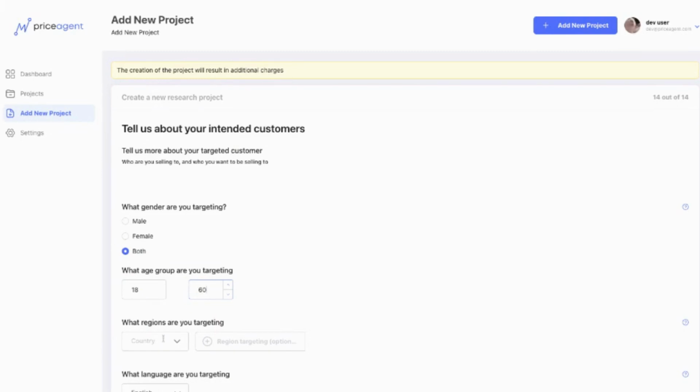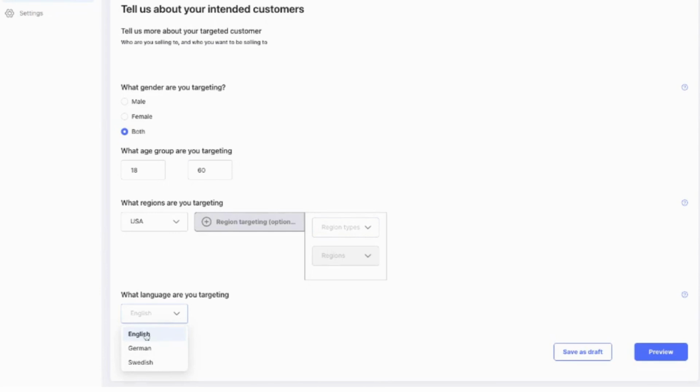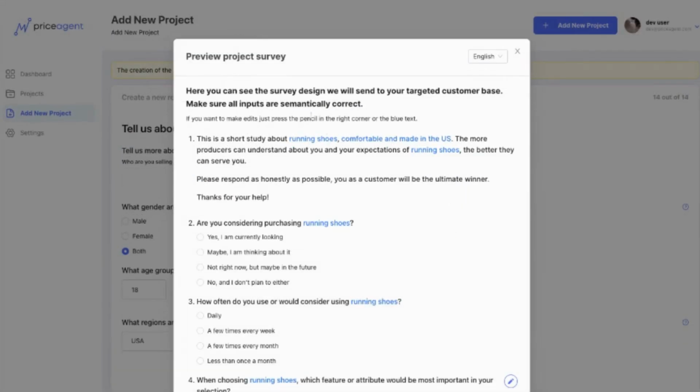I actually only want to look until 60 years old. I'm looking in the US and I can target specific regions if I want to, but I don't want that because I want to look at the entire US market and I want to do it in English. Now I can preview what it would look like to make sure this looks appropriate.